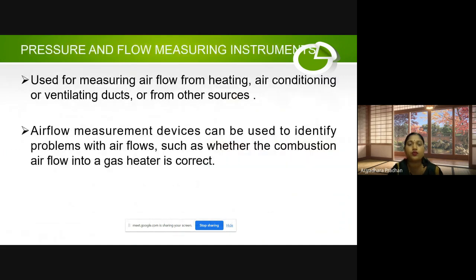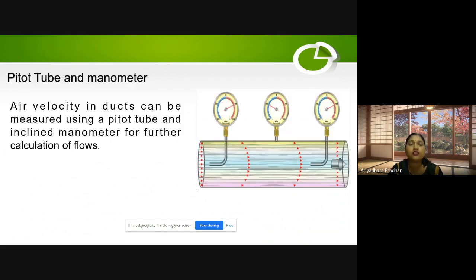Now we have pressure and flow measuring instruments. These are used for measuring airflow from heating, air conditioning, or ventilating ducts, or from other sources. Airflow measurement devices can be used to identify problems with airflows, such as whether the combustion flow into a gas heater is correct or not. So the first category we have is the pitot tube and manometer. Air velocity in ducts can be measured using a pitot tube and inclined manometer for further calculation of flows.